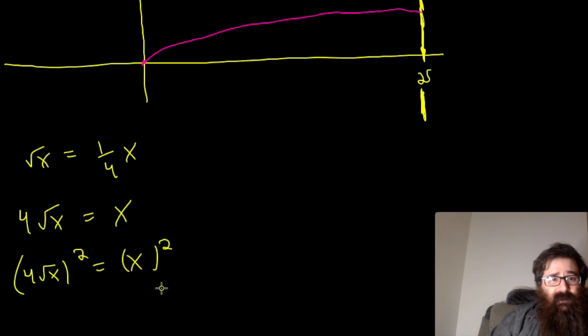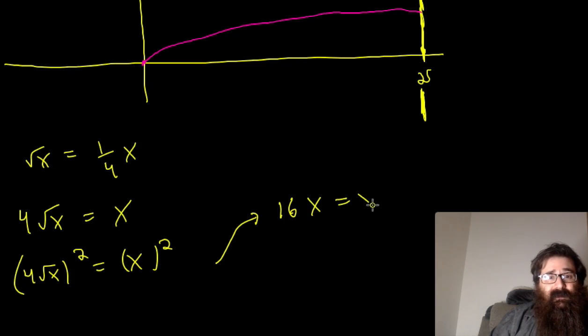X, I want to square that as well. So what is this going to give me? Well, 4 times 4 gives me 16. Radical x times radical x is x, and the other side gives x squared. And I want to move everything over to one side so I can set this equal to 0.